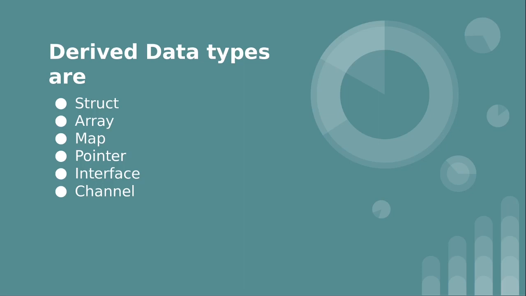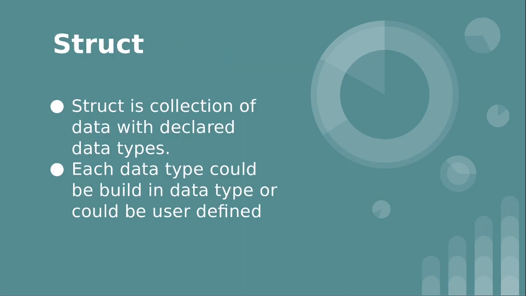Here is the list of derived data types in Golang: struct, array, map, pointer, interface, and channel. In this video, we are going to cover struct, array, and map. For pointer, interface, and channel, we require some basic knowledge first, so we will cover that in further videos. So let's move to our first derived data type, which is struct.